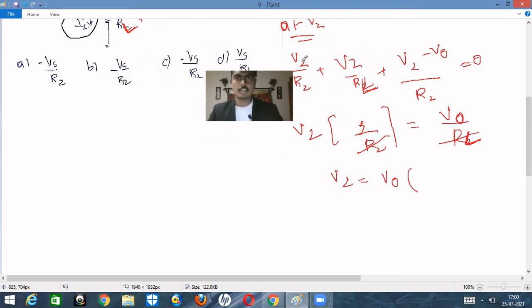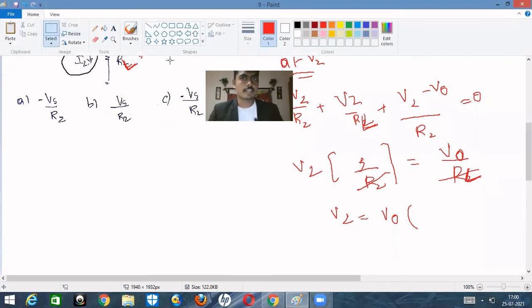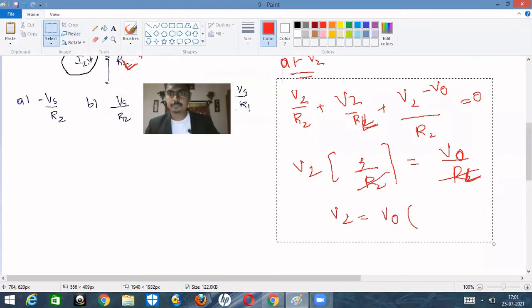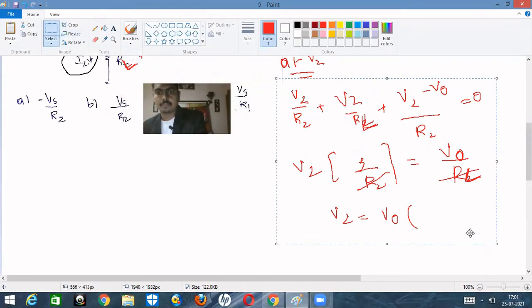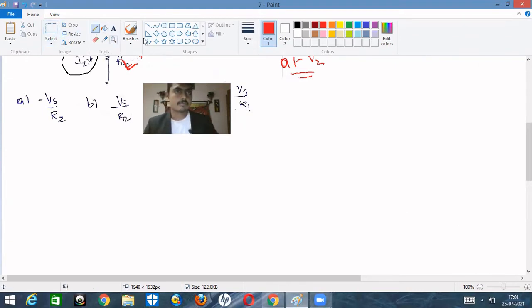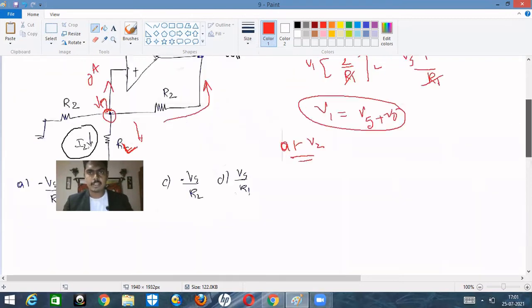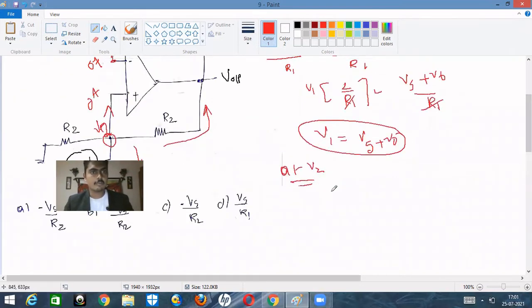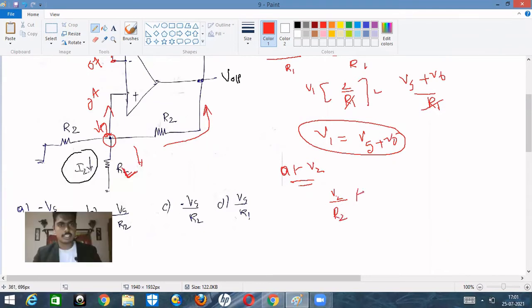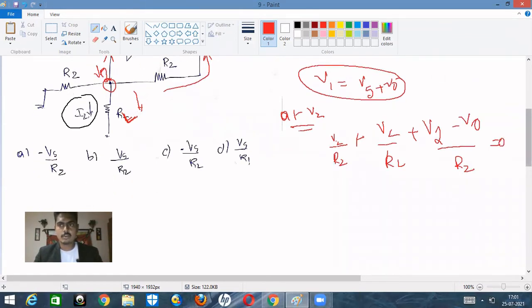Okay, so we will do it once again. If we apply KCL here once again, this will be deleted. Now let's see what will happen if we apply KCL at V2. We will be having V2 upon R2, and in case of the load resistance, V2 upon RL, plus V2 minus V0 divided by the resistance R2. Okay, so this is equal to 0 since the current is 0 over there.